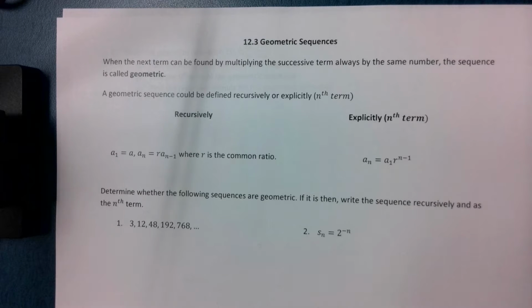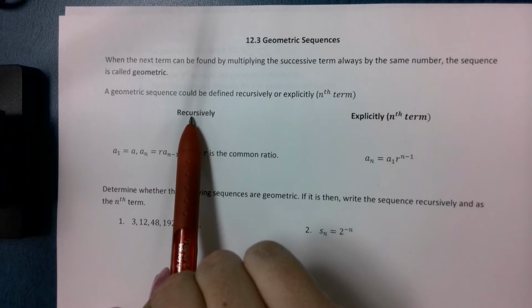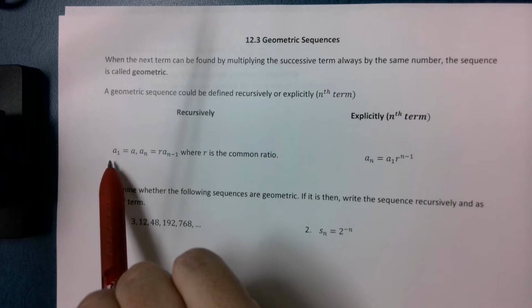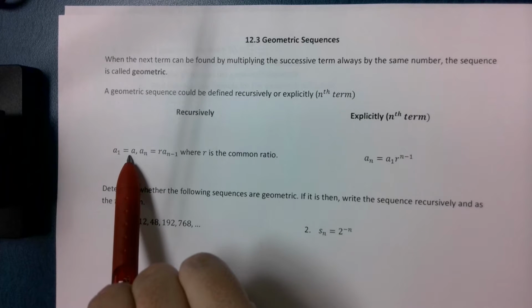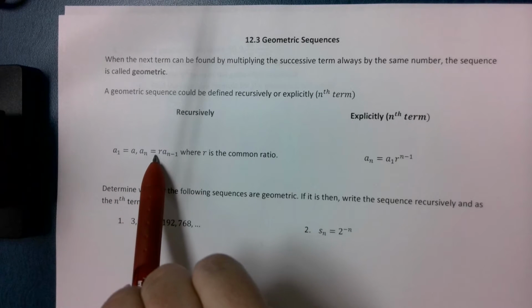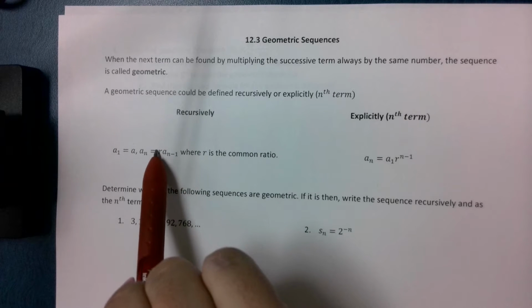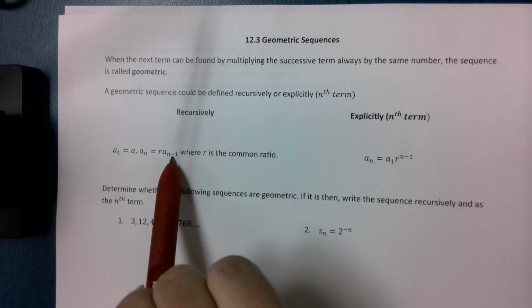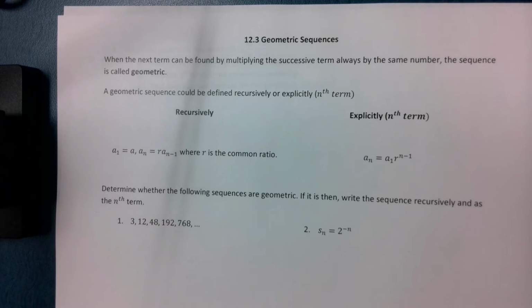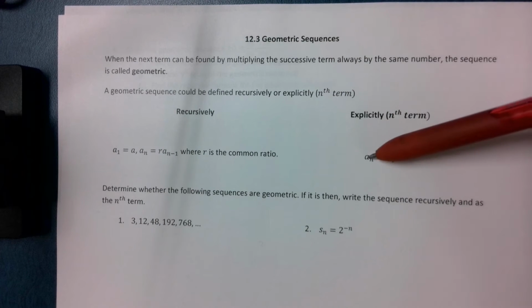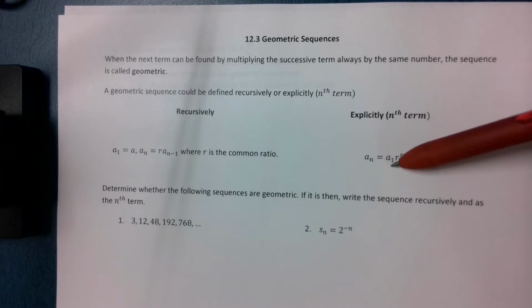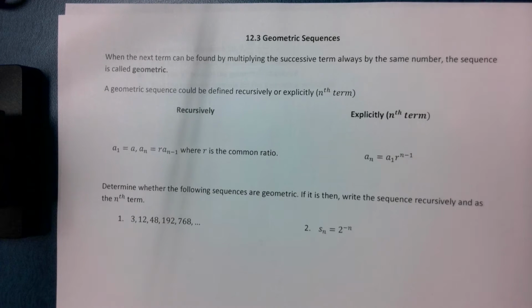Now, just like with our arithmetic sequences, we can write it recursively or explicitly, or the nth term. Okay, so recursively, just like before, whenever we start with a recursive formula, we say a sub 1 equals whatever that number is. Then we say a sub n is equal to r times a sub n minus 1. So I'm going to take the common ratio, r, which is what we're multiplying by each time. What am I multiplying by each time to get this formula? Now the nth term says that a sub n equals our first term times r to the power of n minus 1.